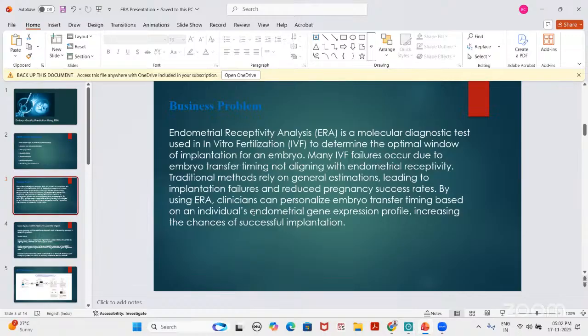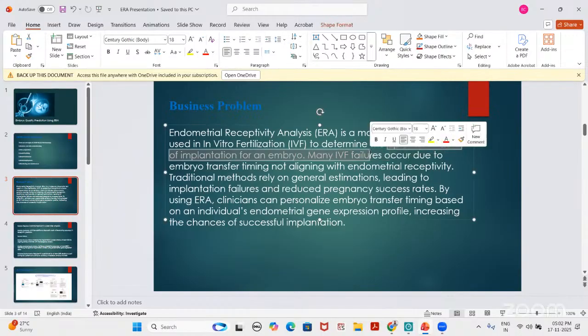in a normal way, in IVF, we take sperm from the male and oocyte from the female, we fertilize outside, and that will form an embryo. And sometimes when the embryo is implanted into the woman's womb, at that time it will not grow properly. So for that purpose, we need to find out the optimal window of the implantation. We can find that out with the help of the endometrial receptivity assay.